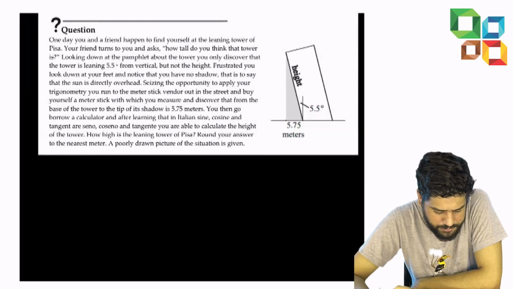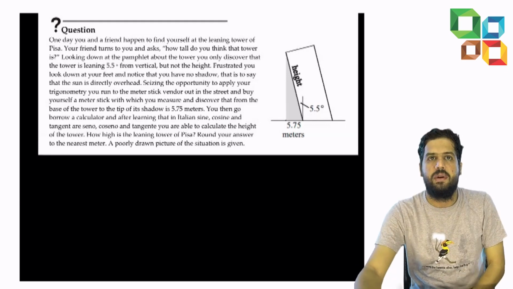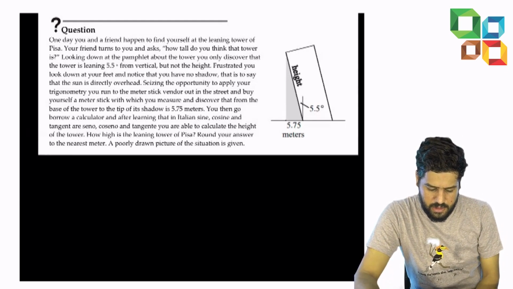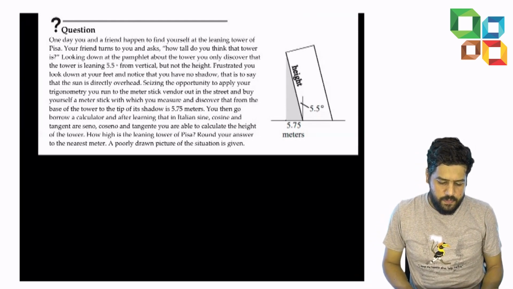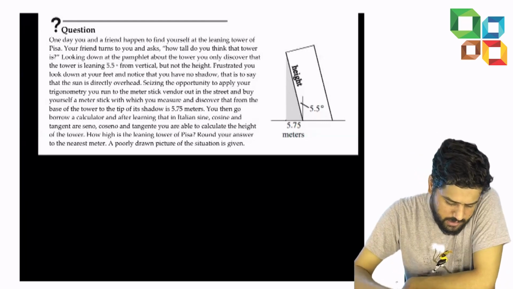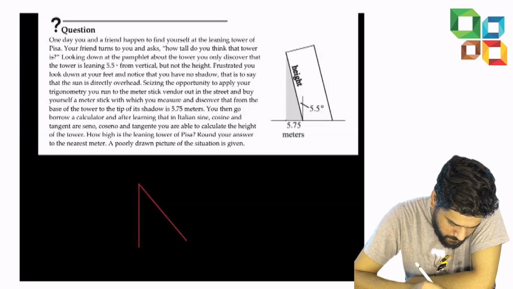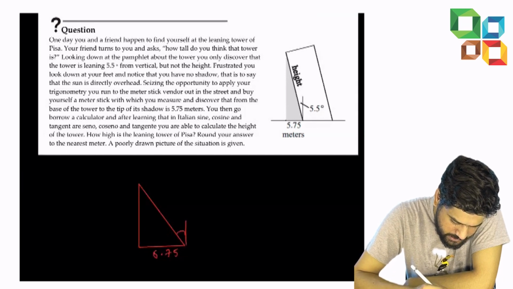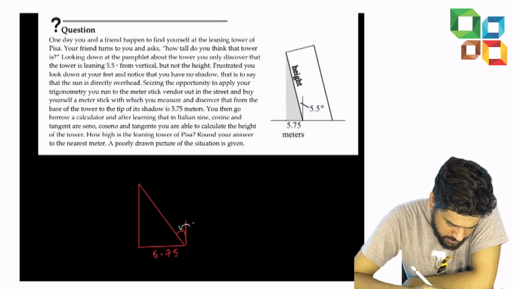So in terms of sine, cos, tan itself, you can give your answer. It's very straightforward. So this length is 5.75. This angle is given to be 5.5 degree.